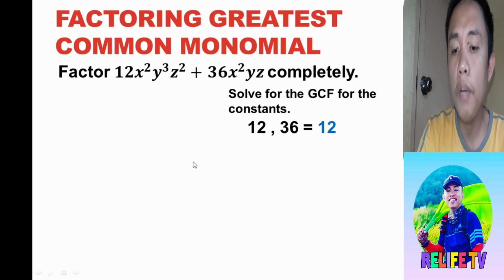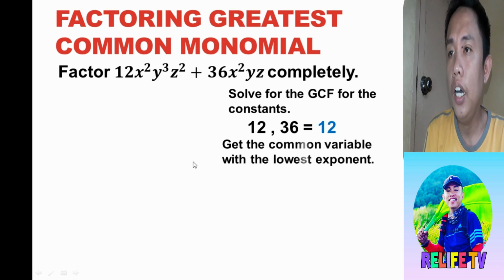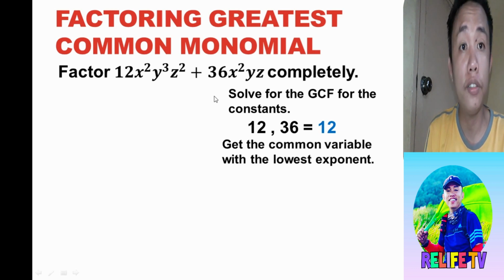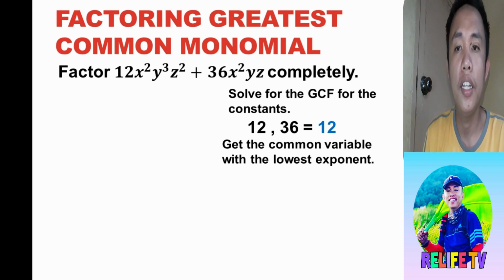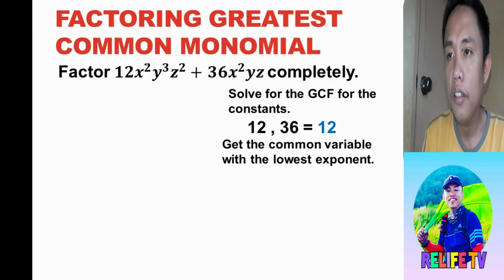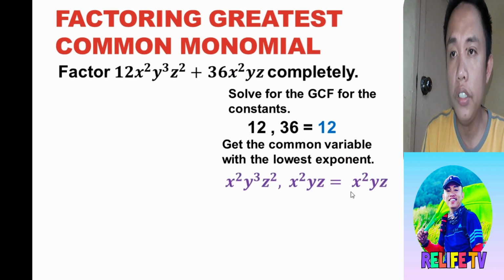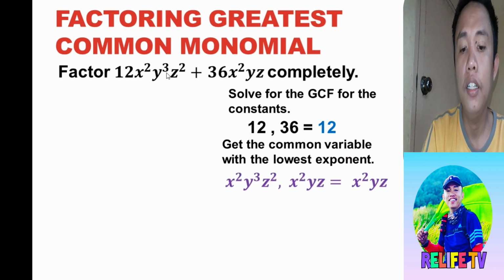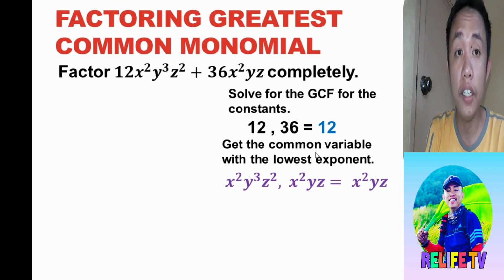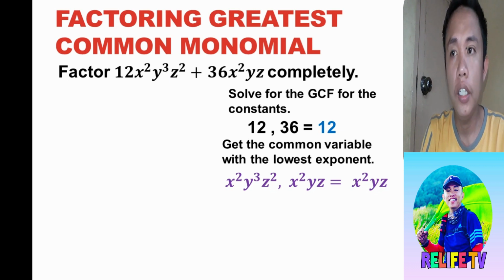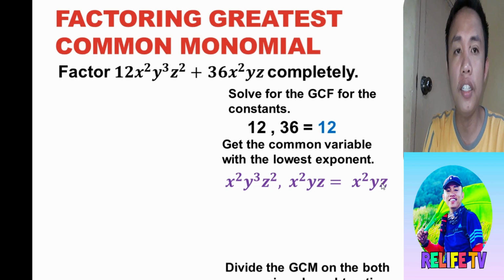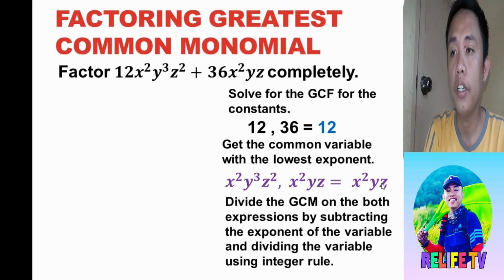Dito, kung napapansin nyo guys, x squared, x squared. So, x squared ang kukunin natin, syempre. Sa y, syempre, y cube, y, we have y. We have z squared, z. Kaya z ang kinuha natin. So, we're going to divide them by subtracting the number of exponent. In terms of number naman, divide lang natin yung 12 dun sa given number. Ito po yung given number natin.